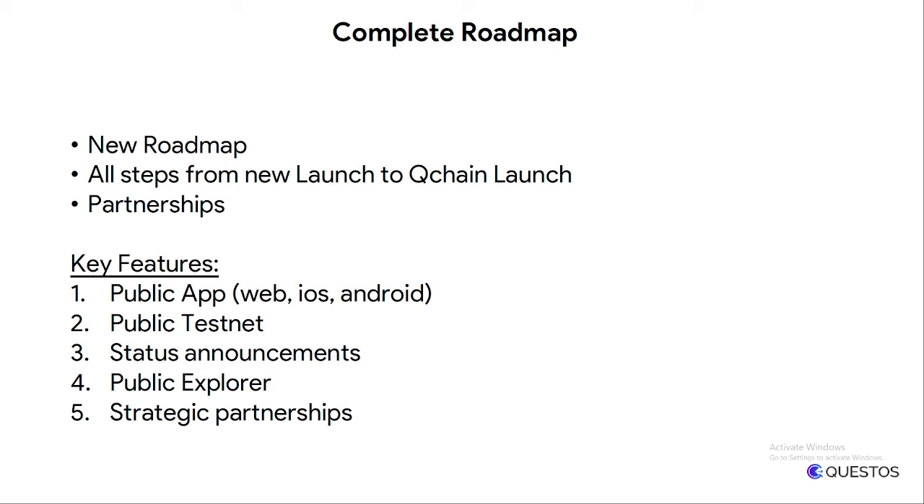No, we just make the Questos network live when we have everything we need, like also the cross-chain bridge and other stuff so that you can access the network. And there is also some development work to do for the Questos network. That's what I said about the new roadmap that we also need.